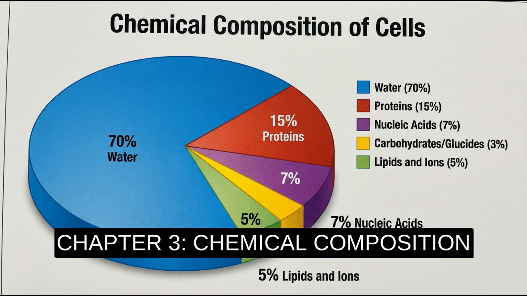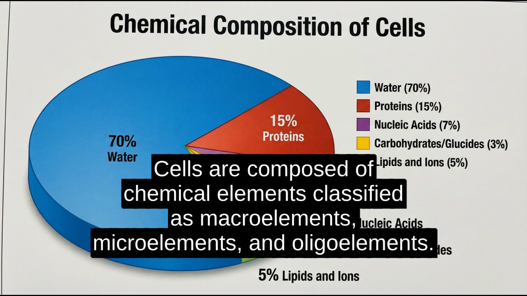Cilia and flagella have a 9+2 arrangement of microtubules. Dynein arms slide adjacent doublets, causing bending. Cilia move mucus in the respiratory tract. Flagella propel sperm cells.